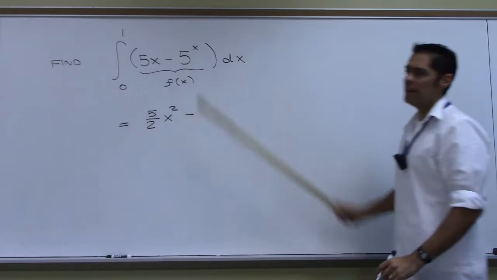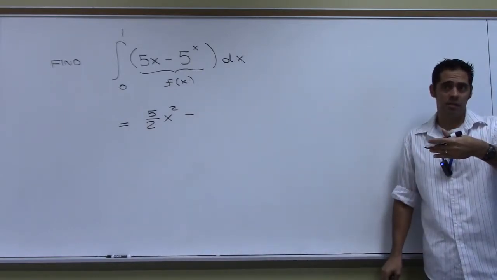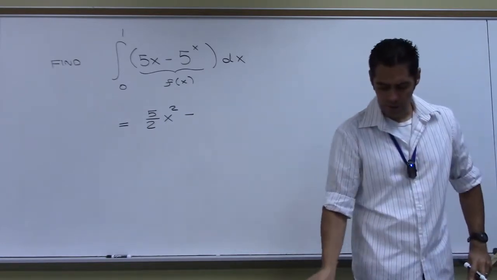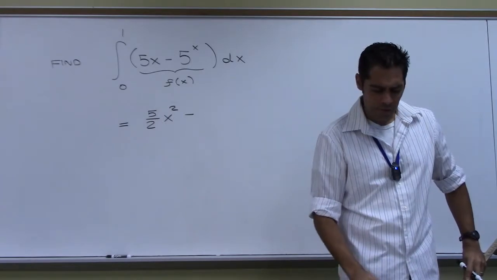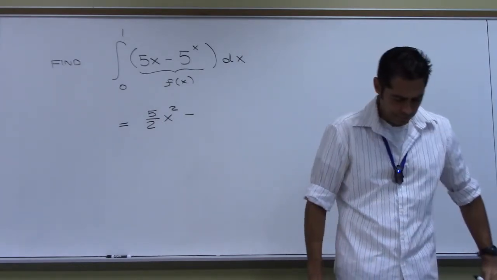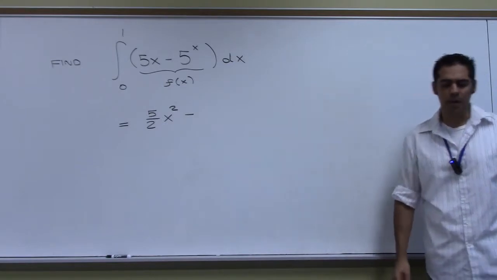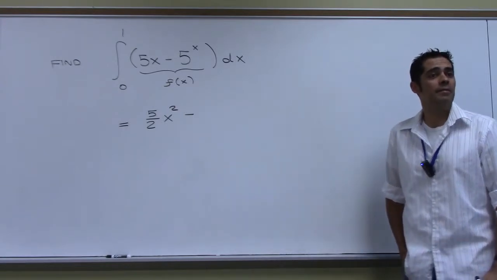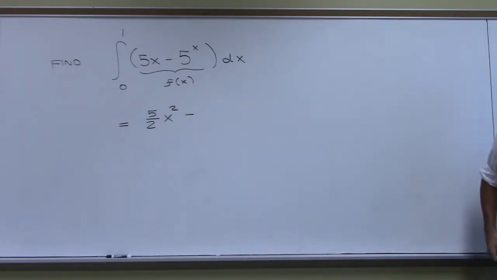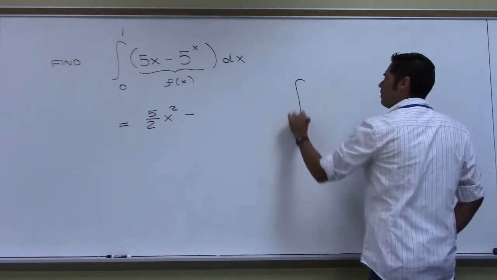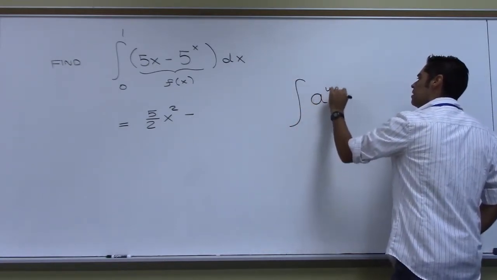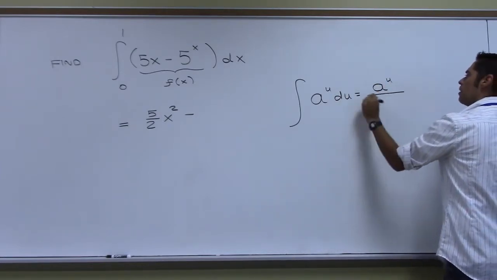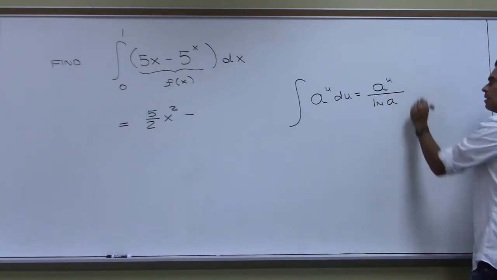minus, now what's the antiderivative of 5 raised to the x? You got to be a little careful here. So this is in your formulas. Someone tell me what formula this is. It's one of your basic formulas. Formula number 5. Everyone see formula number 5? Formula number 5 says if you find the antiderivative of a to the u du, the antiderivative is a to the u over natural log a, right? Plus a constant.